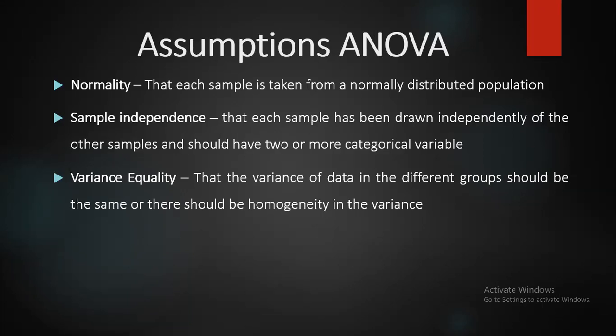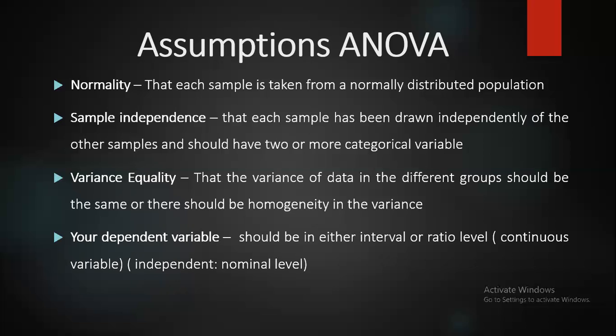Next, the variance should be what? Equal. Means the samples whatever you have drawn, their variance should be equal. We are going to test here whether the means are different or not, but the variance should be equal. This is again one more assumption. Next, your dependent variable should be either interval or ratio. That is, your dependent variable should be what? A continuous variable, and the independent can be nominal.